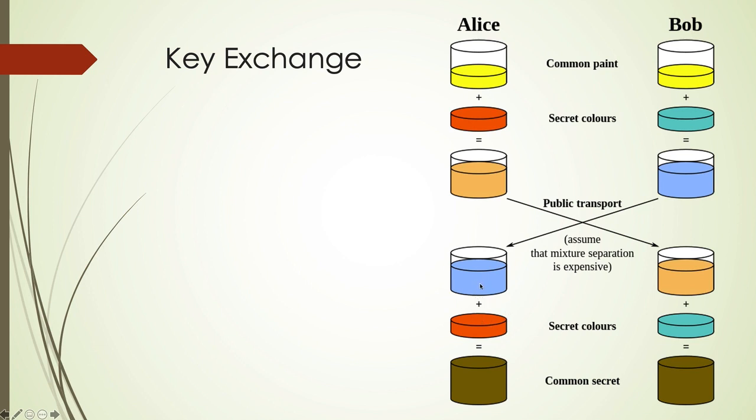Then, if they mix again with their private key, they get a common secret that nobody knows except them. So that's the symmetric key then, that they only know but nobody else. The only thing that was transported between them that somebody could have intercepted is something that has no meaning for anybody else unless they have both secret private keys.